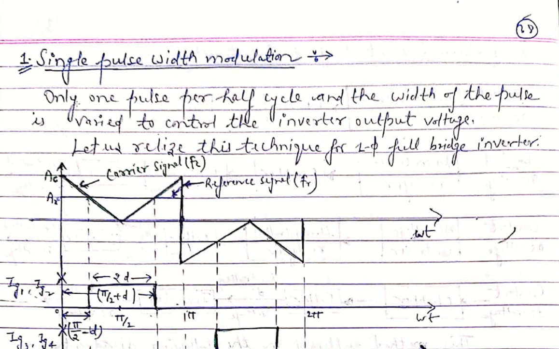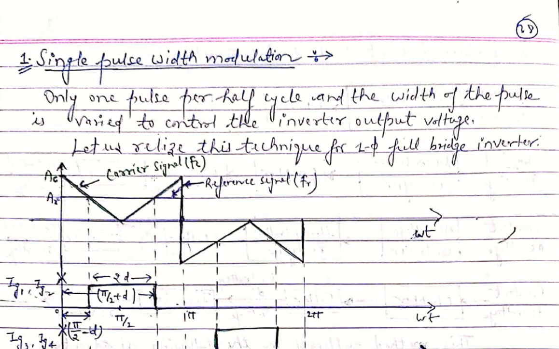Only one pulse per half cycle, and the width of the pulse is varied to control the inverter output voltage. So why is its name single PWM? Because in each half cycle, that is of pi duration, only one pulse is obtained at the output side. So this is a one pulse PWM. And if we control the width of the pulse, we will control the inverter output voltage. We will see these pulse widths in a graphical manner below.